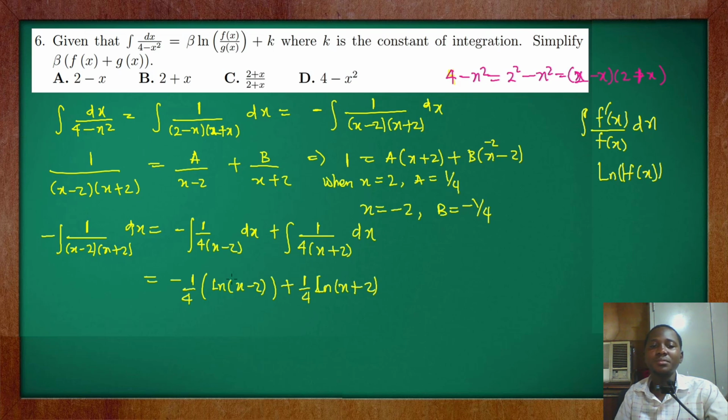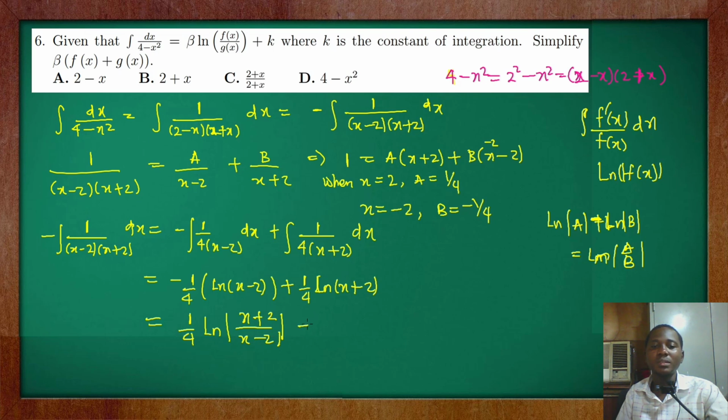So that's why I'm having this to be ln of my denominator, since I know that if I differentiate x minus 2, I will have 1. So that means I will have ln of the denominator. And here, if I invoke the fact that ln A minus ln B is what? ln of A over B. If I invoke this fact, I'm going to have this to be 1 over 4 ln of x plus 2 over x minus 2, since this one is negative. So that means I'm going to have ln of x plus 2 divided by ln of x minus 2, then plus your constant of integration.